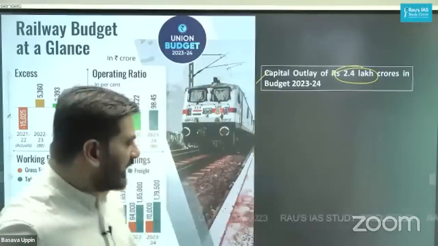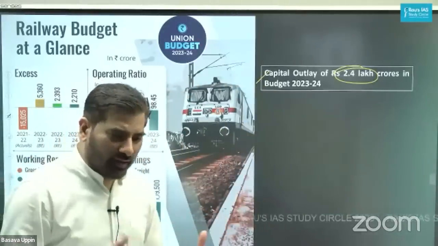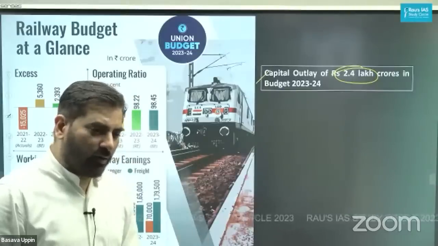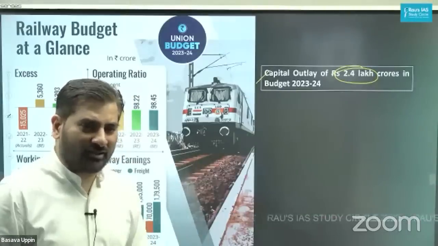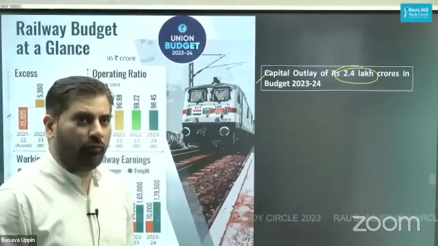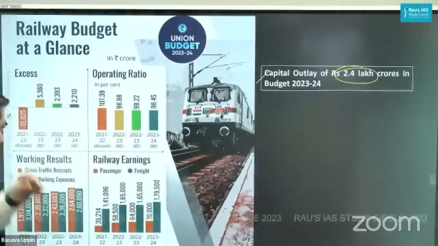Okay. So you can just use this as a fodder point. If at all you get a question in UPSC mains in GS paper 3 about the railways, you can just mention that this year the government has increased the allocation to its highest level of 2.4 lakh crore. That's it.